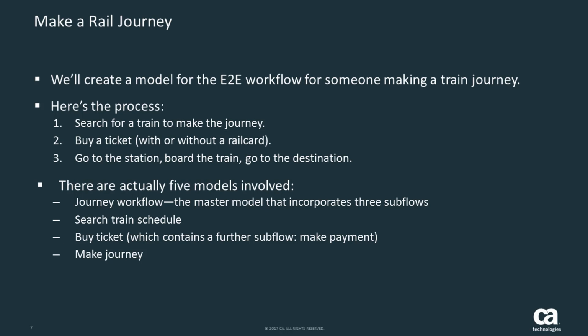In terms of the modelling, there are actually 5 models I'm going to show you. So the high-level master flow, if you like, I've called journey workflow. This is the highest level, and you can see this is the story at the highest level. There's a model for searching to find a train. There's a model for the buy ticket process. And actually there's a further subflow, which is making the payment using a card. So buy ticket actually is its own master, and it's got a subflow as well. Finally, make journey is actually using the ticket to make the journey.